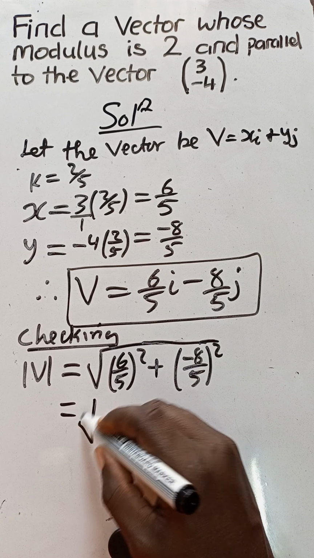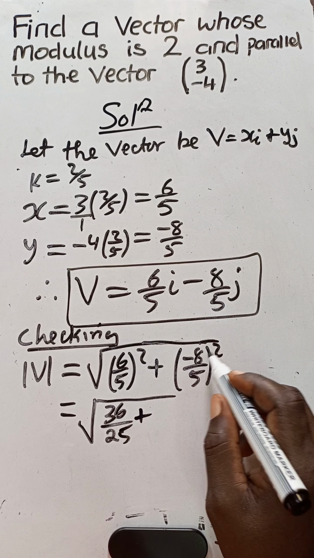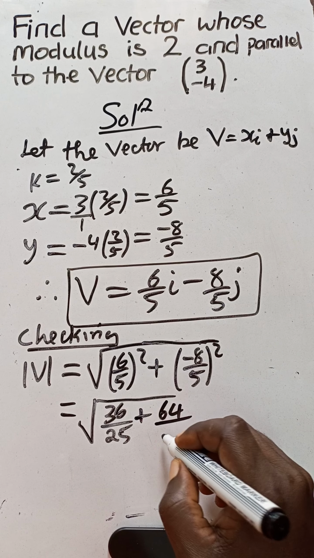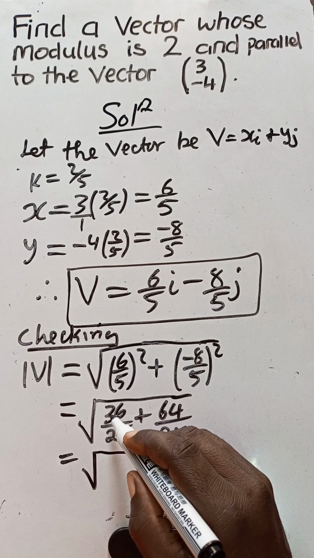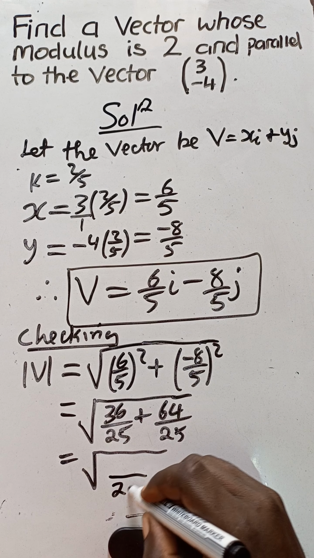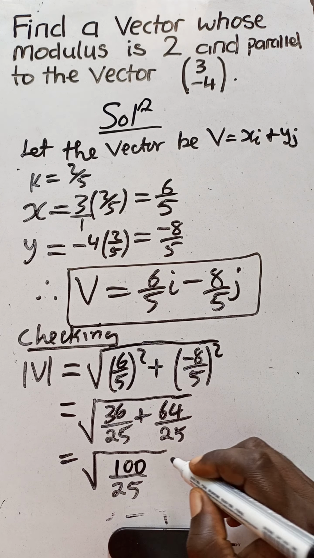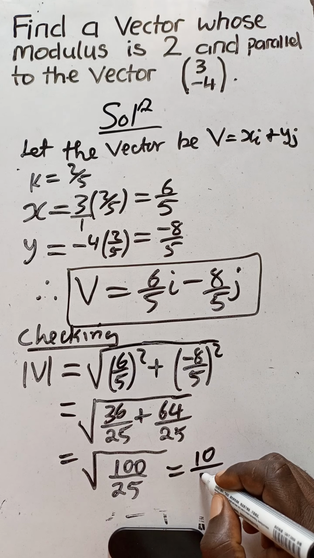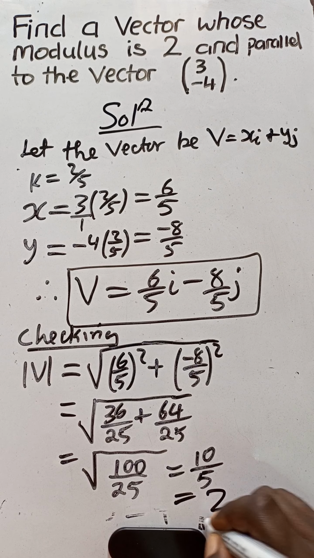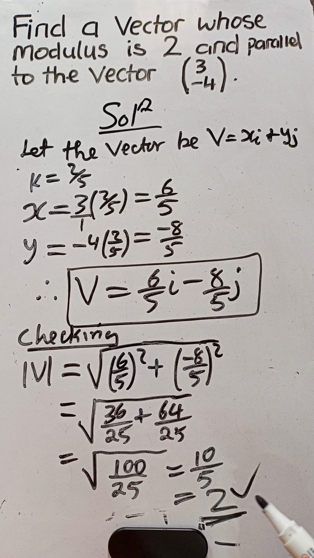6 squared is 36. 5 squared is 25. Negative 8 squared is 64. 5 squared is 25. So we end up with the square root of, the LCM being the same, 25. So 36 plus 64 gives us 100. So we end up having the square root of 100, 10, over the square root of 25, 5. And 10 divided by 5 is 2. So we see that the magnitude of the vector is actually 2. All right. So that's the first check that we've done.